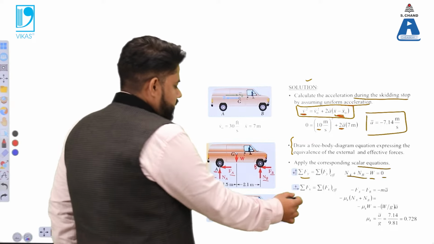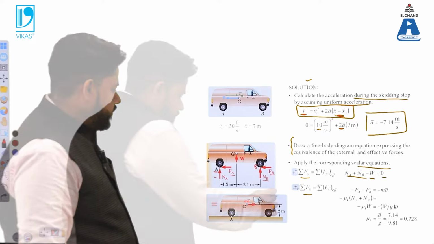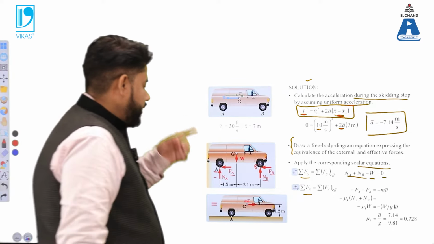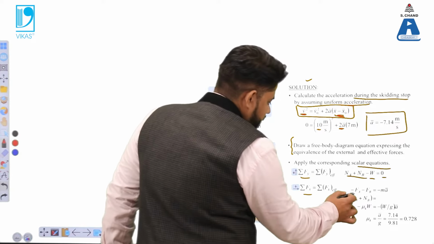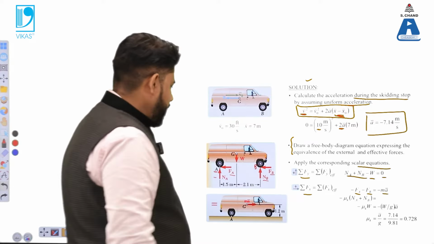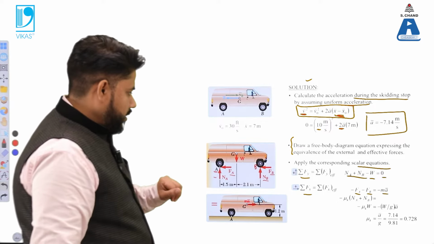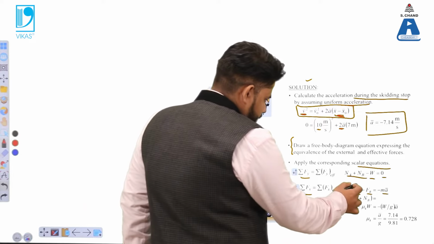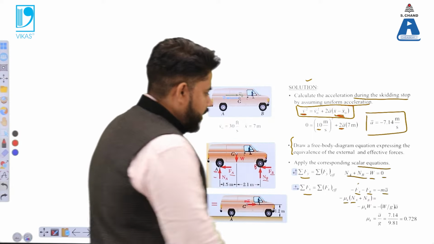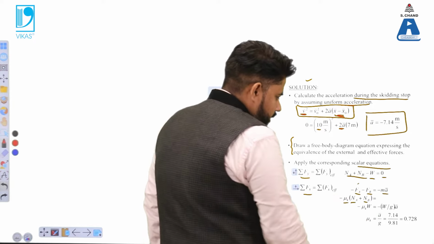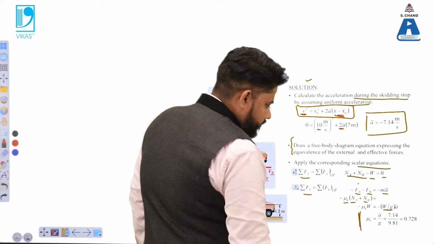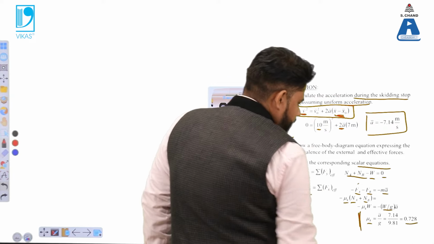Secondly, the sum of all the forces in the x direction we also put equal to 0. The force moving towards the right-hand side is considered positive, otherwise it is considered negative. So minus Fa and minus Fb is equal to minus Ma. Ma is the force with which it is moving. This force is the frictional force, so F equals mu into R, the normal reaction. Here also mu into Nb, and that is equal to Ma. M is W by g into a. On solving, we get the value of mu, and that value comes out to be 0.728.